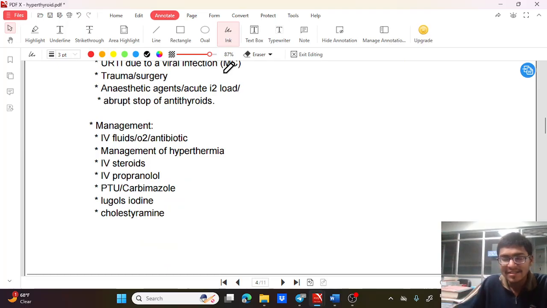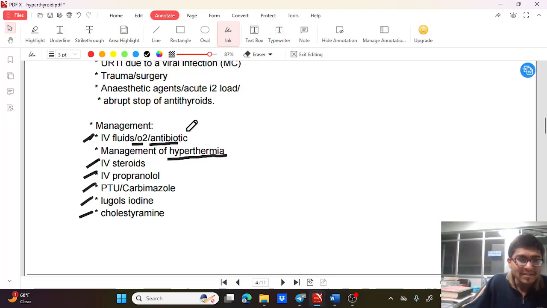So how do we manage these cases of thyroid storm? First of all, we give IV fluids. Sometimes these are cold IV fluids to manage hyperthermia, oxygen, antibiotics, and management of hyperthermia by cool blankets, IV steroids, IV propranolol, antithyroid drugs like propylthiouracil, carbimazole, Lugol's iodine, and cholestyramine. So these are some of the management principles for thyroid storm.